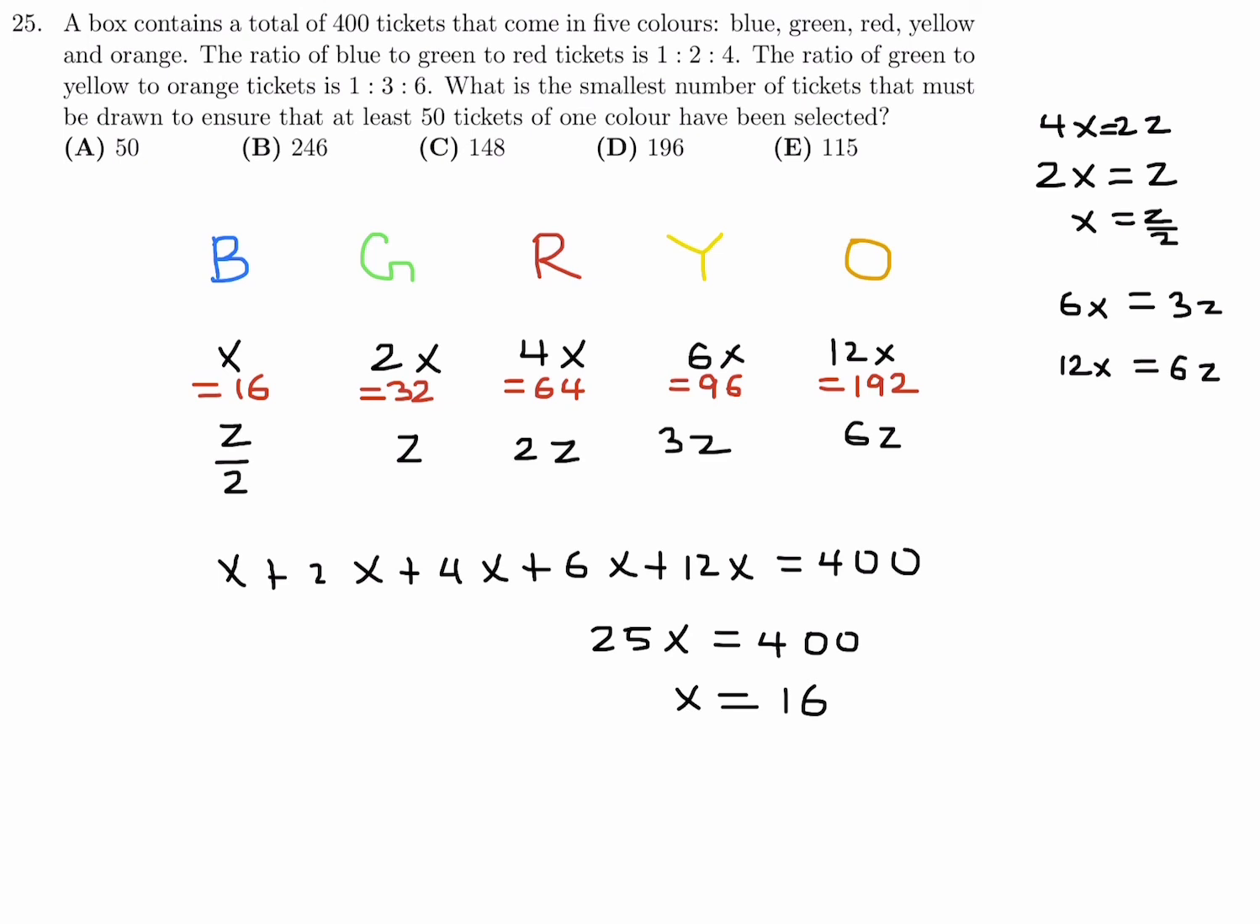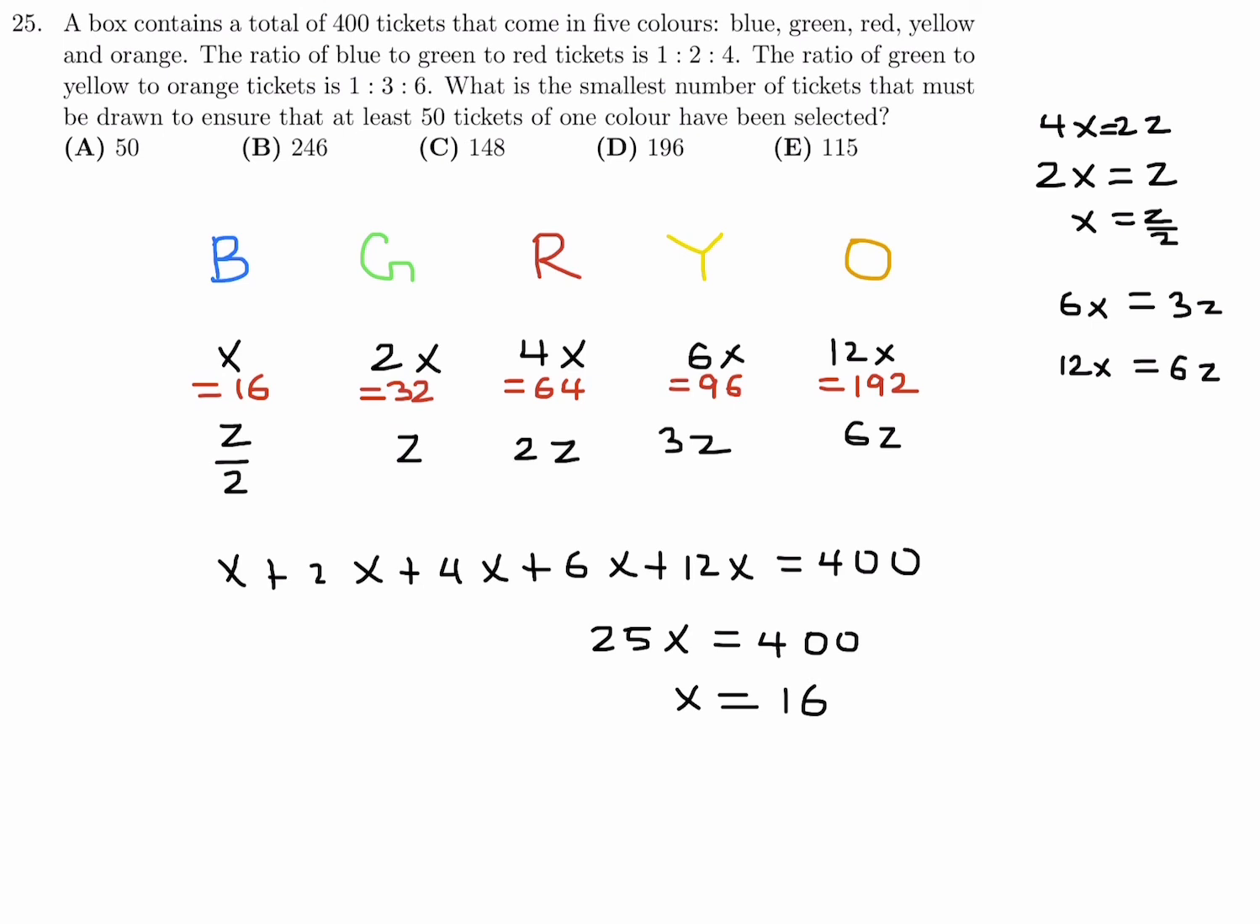Now, some of you might say, well, just choose 50 tickets. That's the smallest number, and it's the smallest of the answer choices. But here's the thing. If I choose 50, it doesn't ensure that I get 50 of the same color. Let's say I chose 50, but a few of them were green, and a few of them were red, and a few of them were yellow. That doesn't ensure. I have to guarantee. Now, how do I do that?